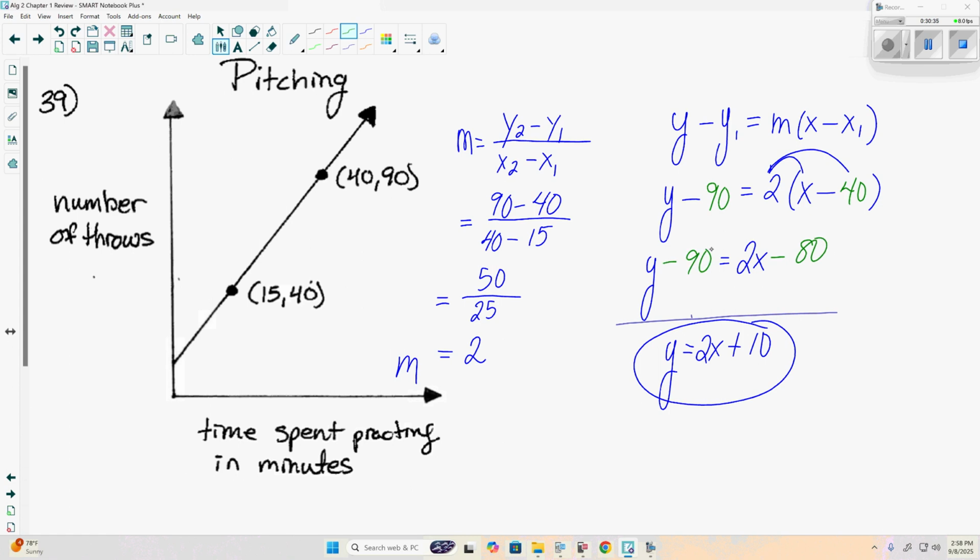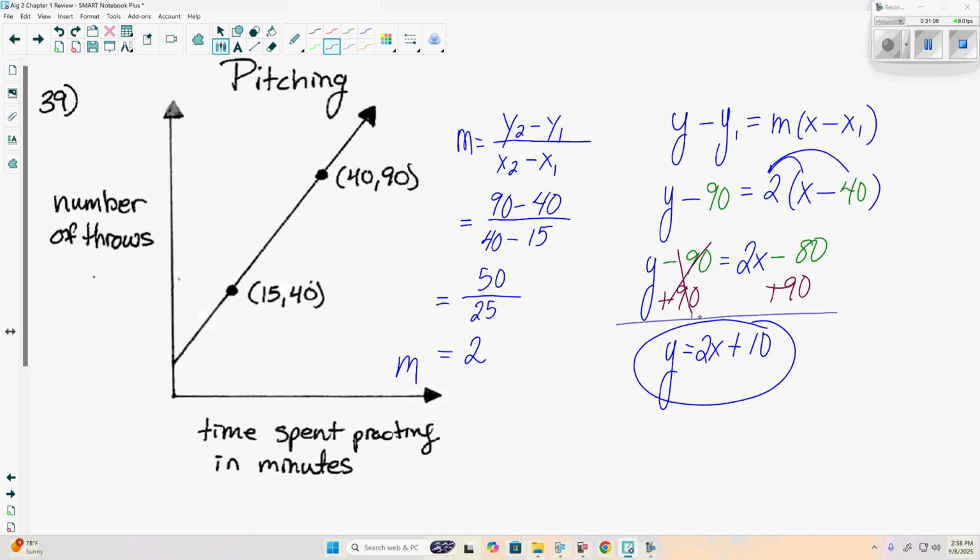On the y side, we'll have y minus 90. At this point here, we would add 90 to both sides. Negative 90 plus 90 is 0, giving us y by itself, yes? What's negative 80 plus 90? We get the same equation, yes? Does not matter which of the 2 points we use. We just have to use one of them. It will give us the equation of y.